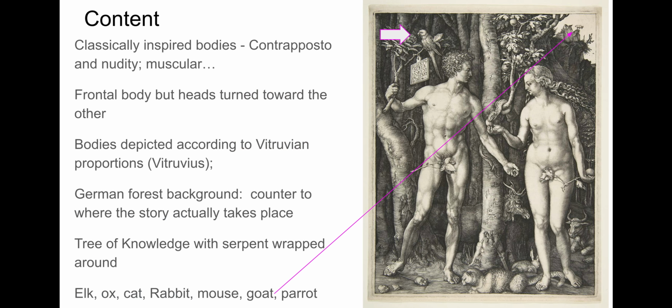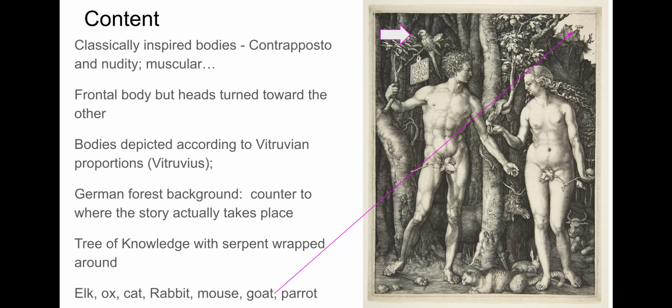So content-wise, and sorry for the big purple lines going through, but I wanted you to see some of the things clearly, and they're a little bit difficult to see. So content-wise, definitely focus in on Adam and Eve first. They are classically inspired bodies. Part of that is because there's contrapposto with the S curve of the body that goes back to the classical Greek era. Nudity also from Greece.